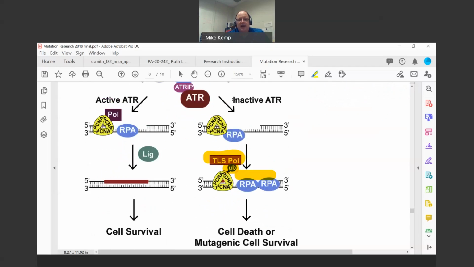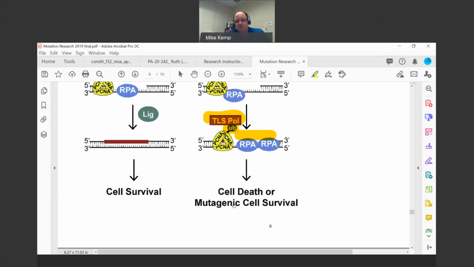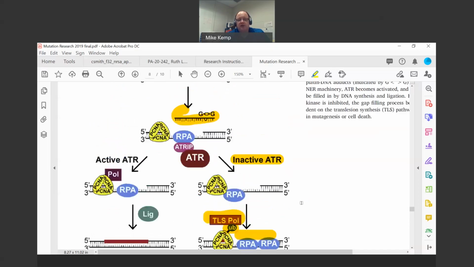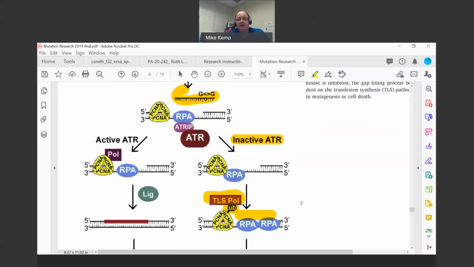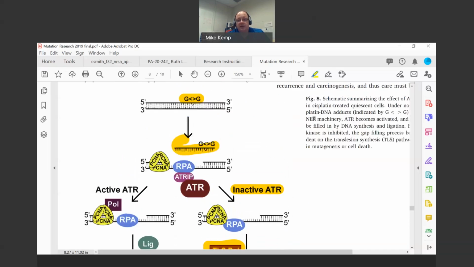So we think that in the absence of ATR, when ATR is inactive, there may be defects in this process, leading to increased cell death, as we showed when we looked at cell survival, and increased mutagenic cell survival, for example in the HPRT assay. So we think ATR, in addition to having very important roles in replicating cells, and even in non-replicating, quiescent cells, plays an important role in regulating how cells respond to DNA damage, including by this very commonly used anti-cancer drug, cisplatin.